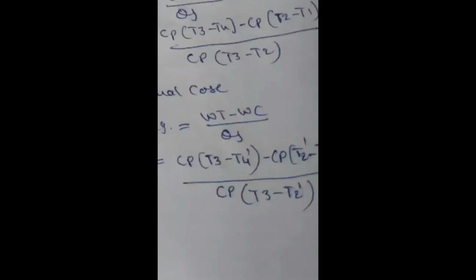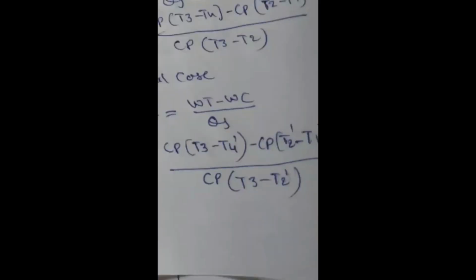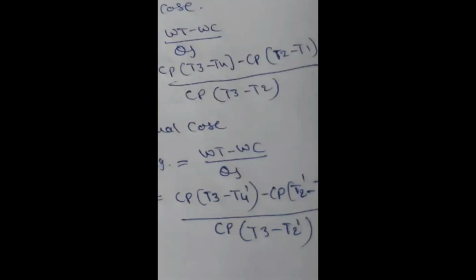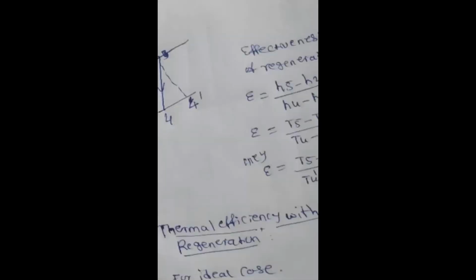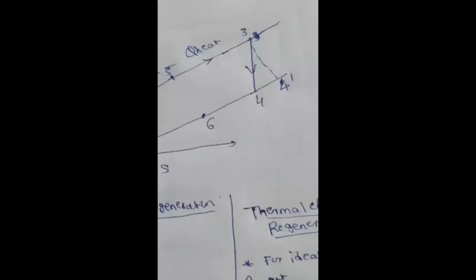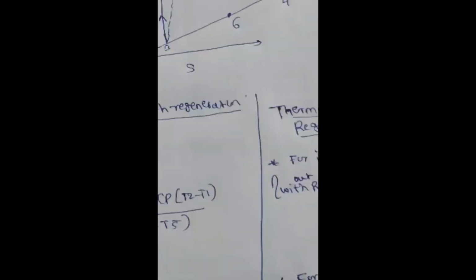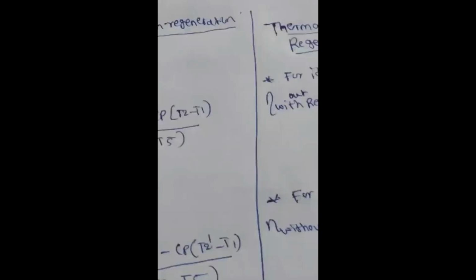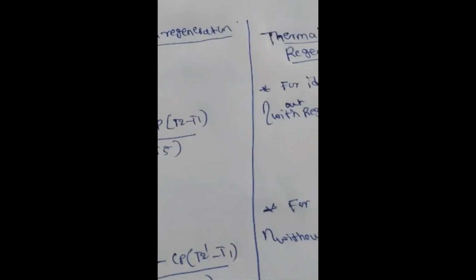In the actual case, you are changing only T4 dash and T2 dash, and the heat addition in the actual case is written as T3 minus T2 dash. I hope all of you understood this. That is what we mean by regeneration.